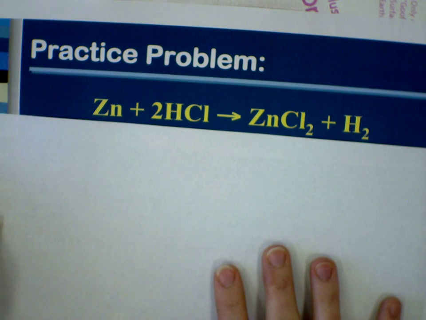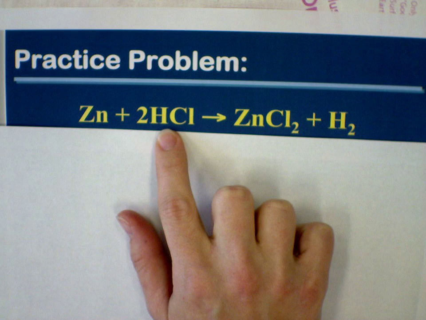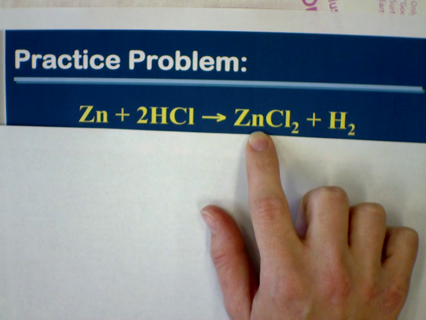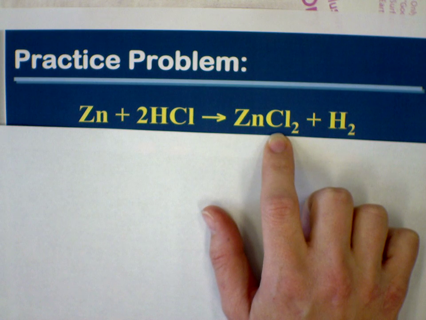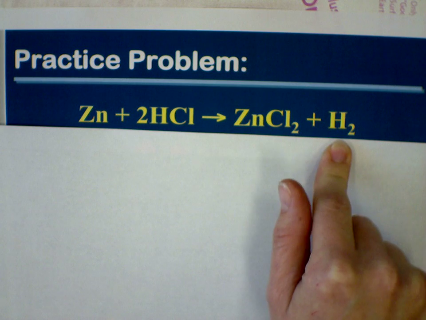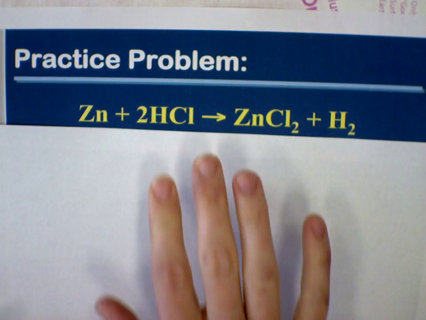So here is a practice problem for you. We have zinc, we have HCl, which is what kind of substance? We have zinc and chlorine, which is what kind of substance? And we have H2, which is what kind of substance? So zinc is all by itself.